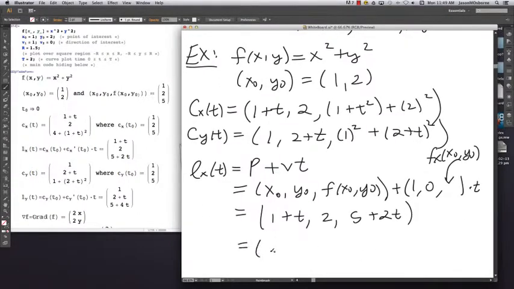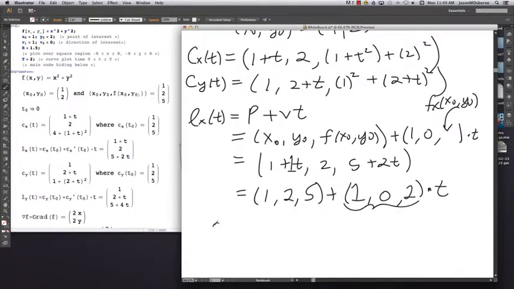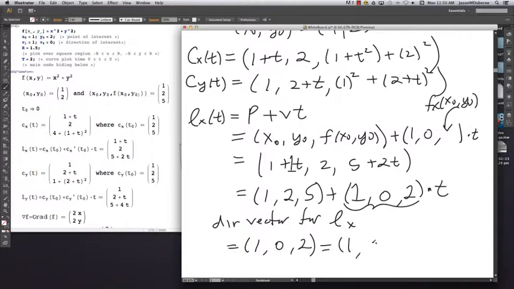You can see here that the point is 1, comma 2, comma 5, plus the direction vector. The number in front of the t here is 1, here it is 0, and here it is 2. So that is the form of a line. This is the direction vector for the tangent line in the x direction. It's 1, comma 0, comma 2.